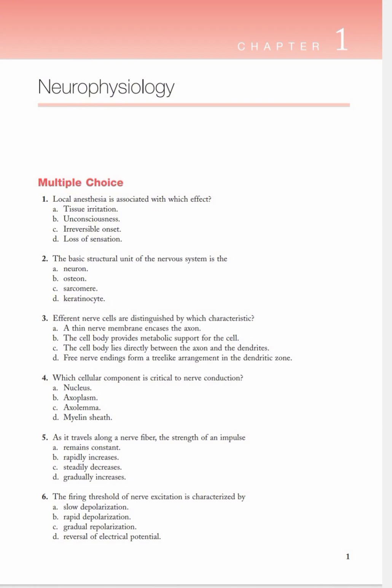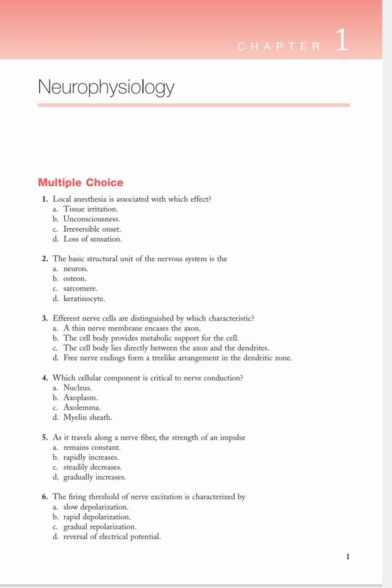4. Which cellular component is critical to nerve conduction? A. Nucleus. B. Axoplasm. C. Axolemma. D. Myelin sheath. The correct answer is option C.